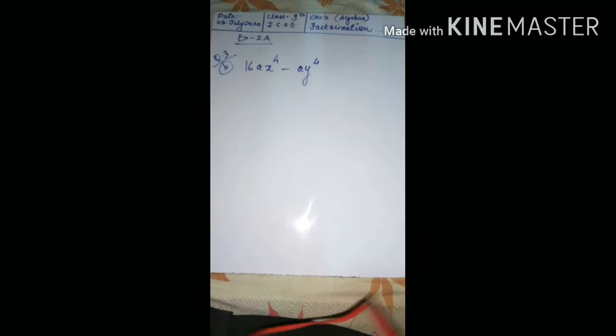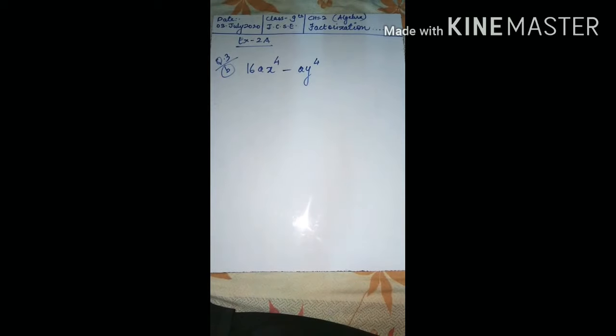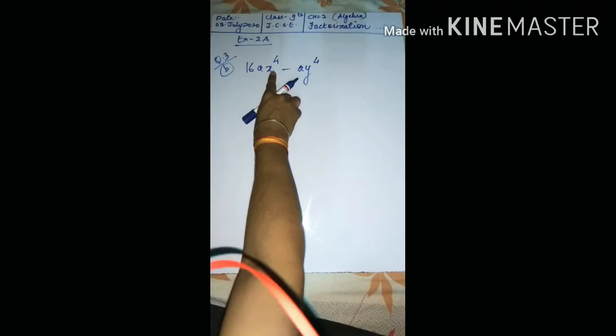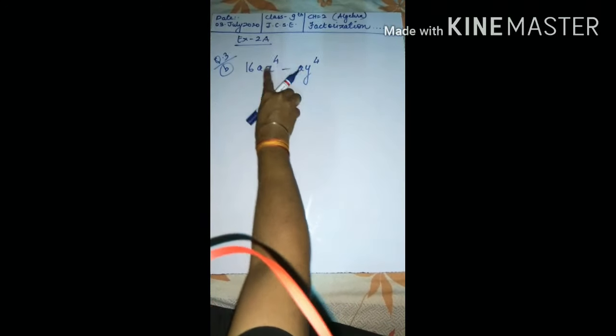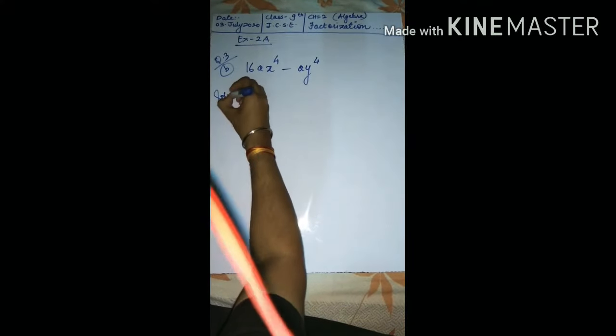I'm doing third B question now. Same, you have to factorize in this question. Given 16a x to the power 4 minus a y to the power 4. See, this can be manipulated in some square or power 4. This is already a power 4. But in both you have a as a common. So let us take that common out.